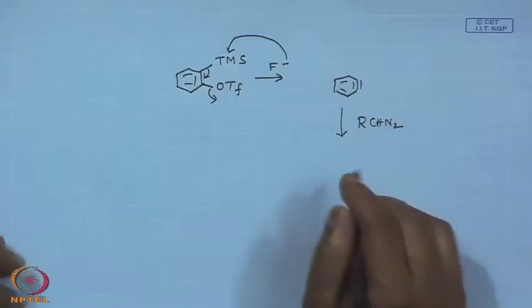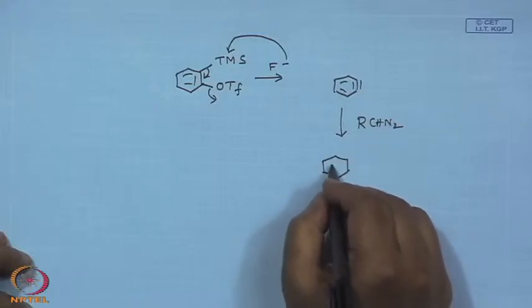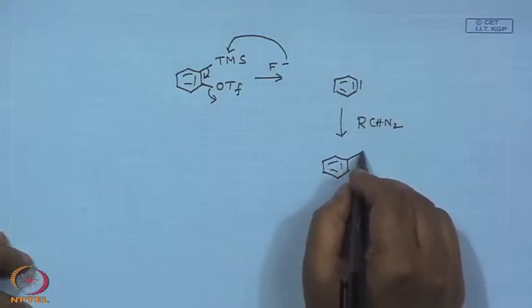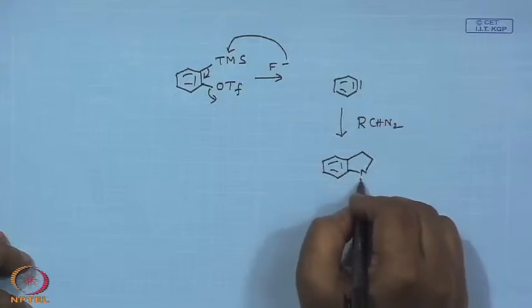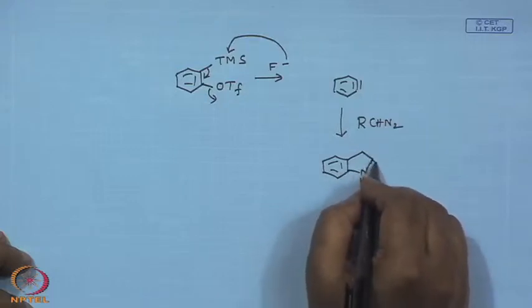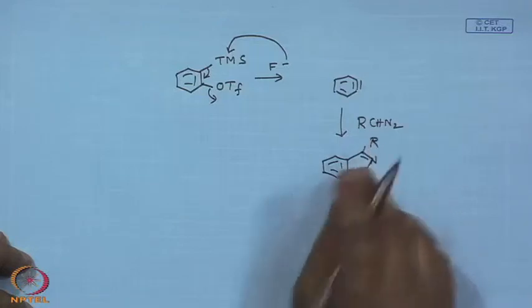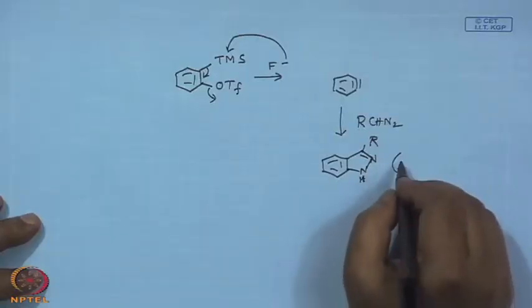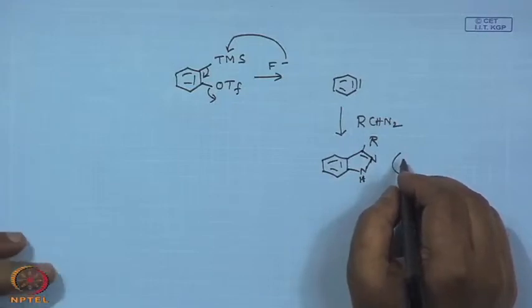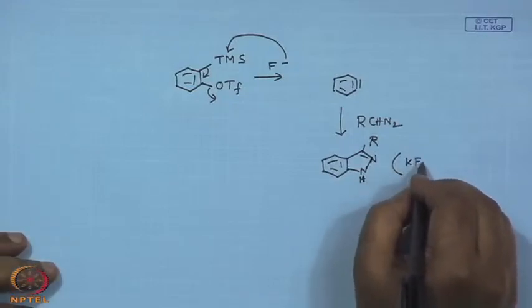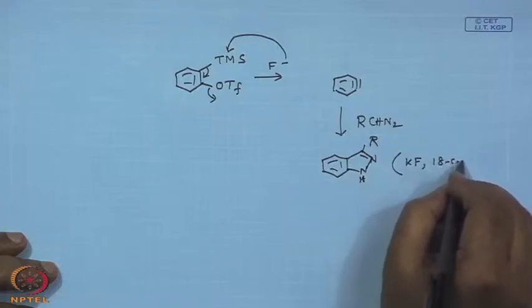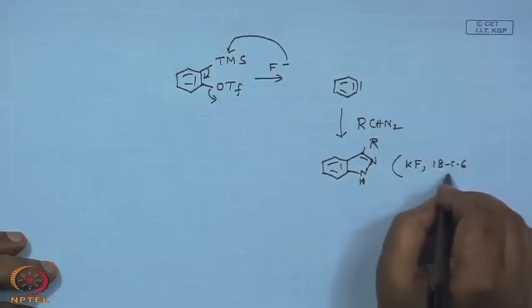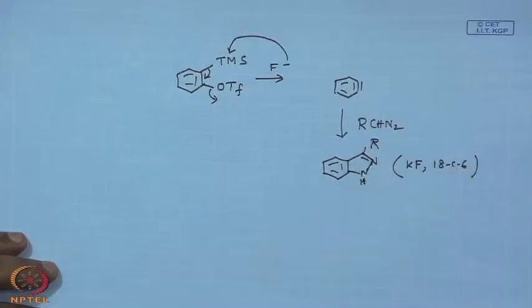apparently, unless you know, you cannot think of this indazole formation. So, like the previous example here, under this condition you will be getting this indazole formation with NH here, double bond and R. And this is a pretty fairly general method, but it is condition sensitive. Condition sensitive means this is obtained if you have potassium fluoride and of course 18C6 crown ether. So, if you use that, then you will get this.